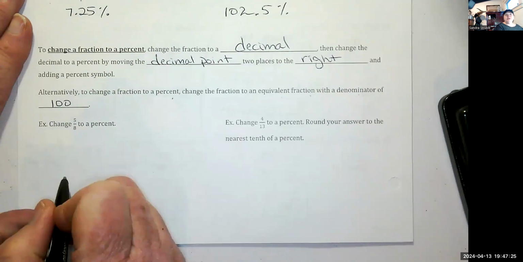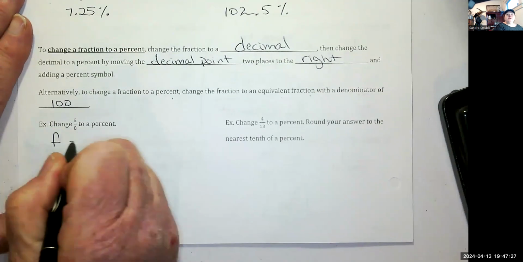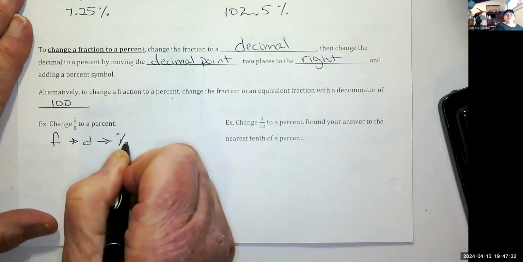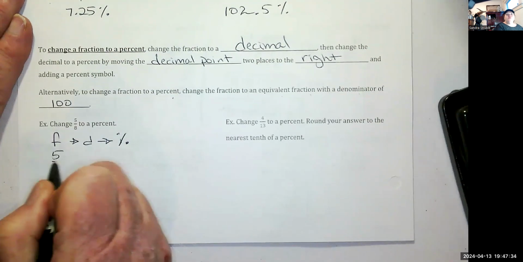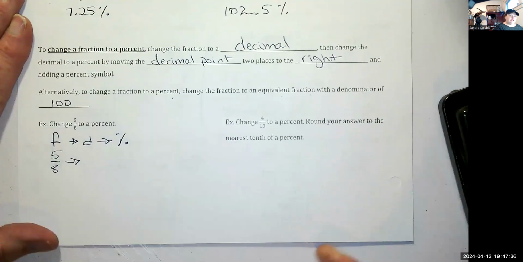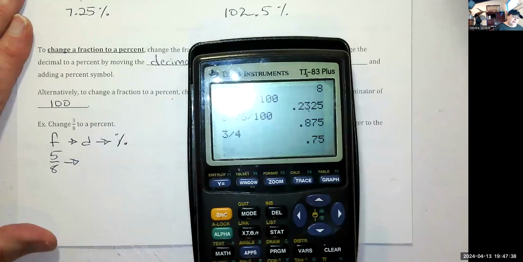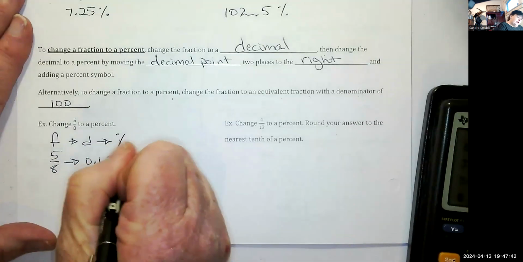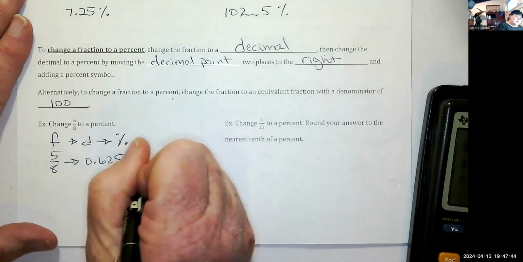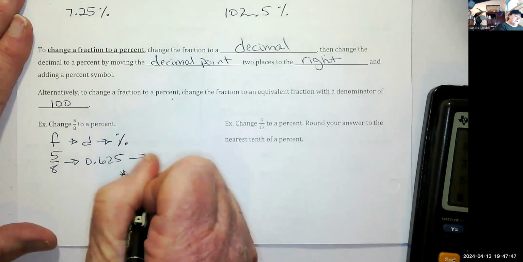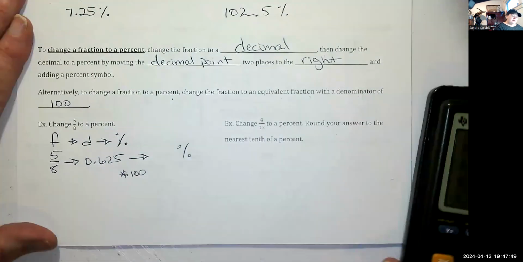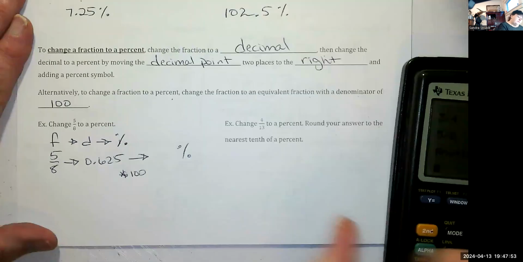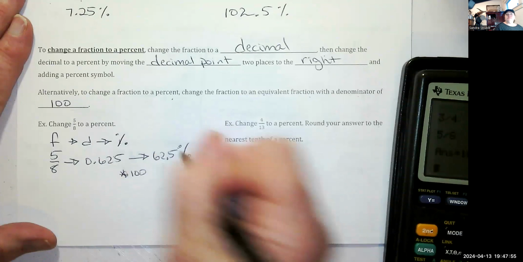All right, so for looking at these, we've got change 5/8 to a percent. Well, first thing we need to do is change 5/8 from a fraction to a decimal to a percent. Okay, it is in fraction form. To change it to a decimal, I just divide it. So 5 divided by 8 equals 0.625. And then to change it to a percent, I just have to multiply it by 100 and add the cute little percent symbol. So times 100 equals 62.5%.